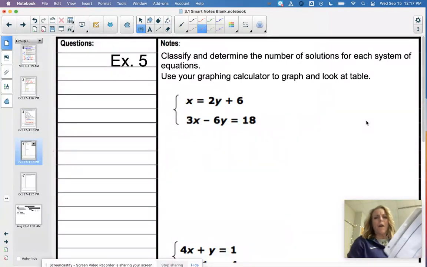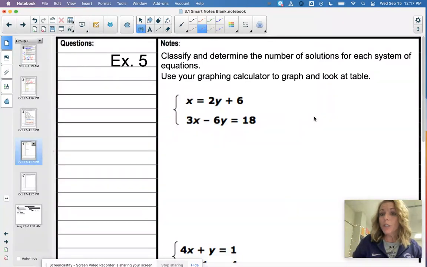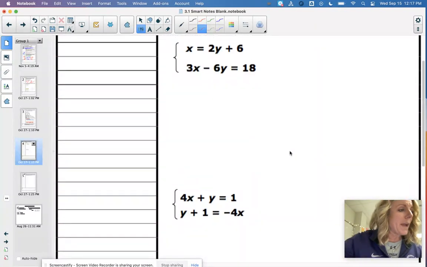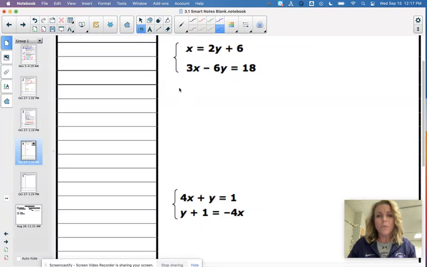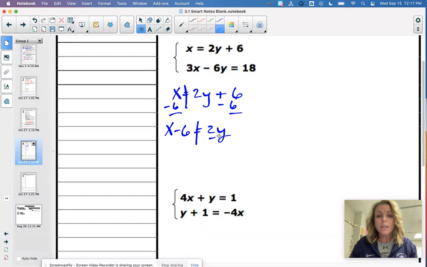All right, on example 5, what it's asking us to do is classify and determine the number of solutions for each system of equations. We may use our graphing calculator to check by looking at a graph. Otherwise, what we are going to do here is put both of these equations in slope-intercept form. So I have x equals 2y plus 6. So what I need to do here is subtract 6 on both sides. So then I get x minus 6 is equal to 2y. Divide everything by 2. So then I get x over 2 minus 6 over 2, which is 3, is equal to y. So my equation is y is equal to 1/2 x minus 3.